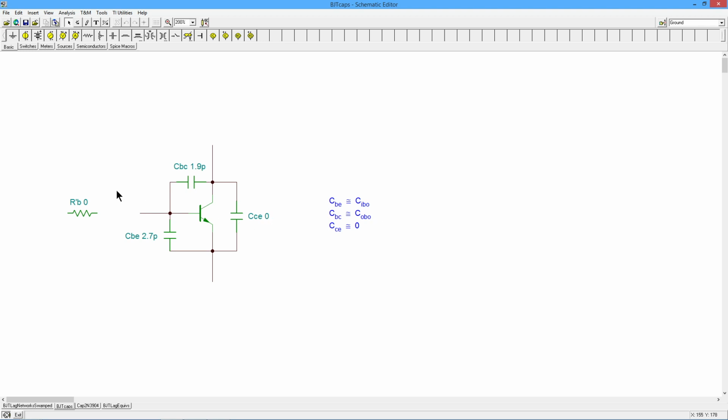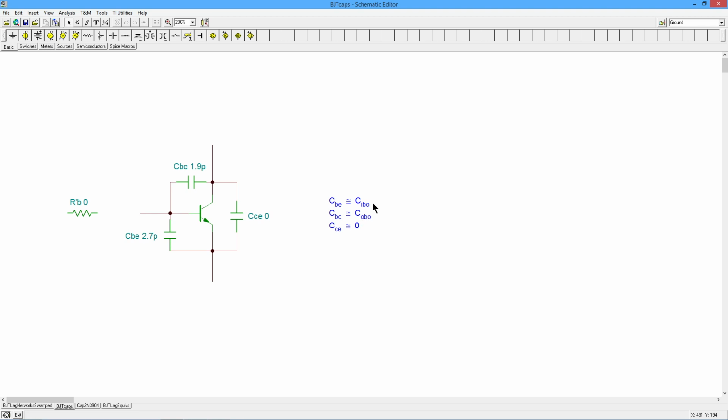There is another item called base spreading resistance, R prime B, and that can have an impact. That actually appears out here on the base. We are going to ignore this. This is a fairly small resistance compared to the other circuit resistances, but it can have an impact. Okay? All right.